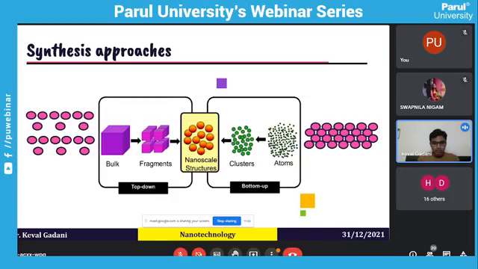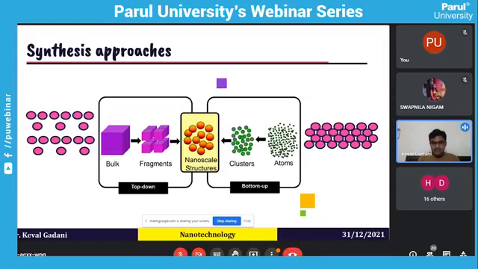But in this presentation, at present I will not talk further about the top down method and bottom up method. Later on, there is a paper on nanotechnology, and you can definitely see it. Further, if you use a good reference book, you will get good information regarding the top down and bottom up approaches.